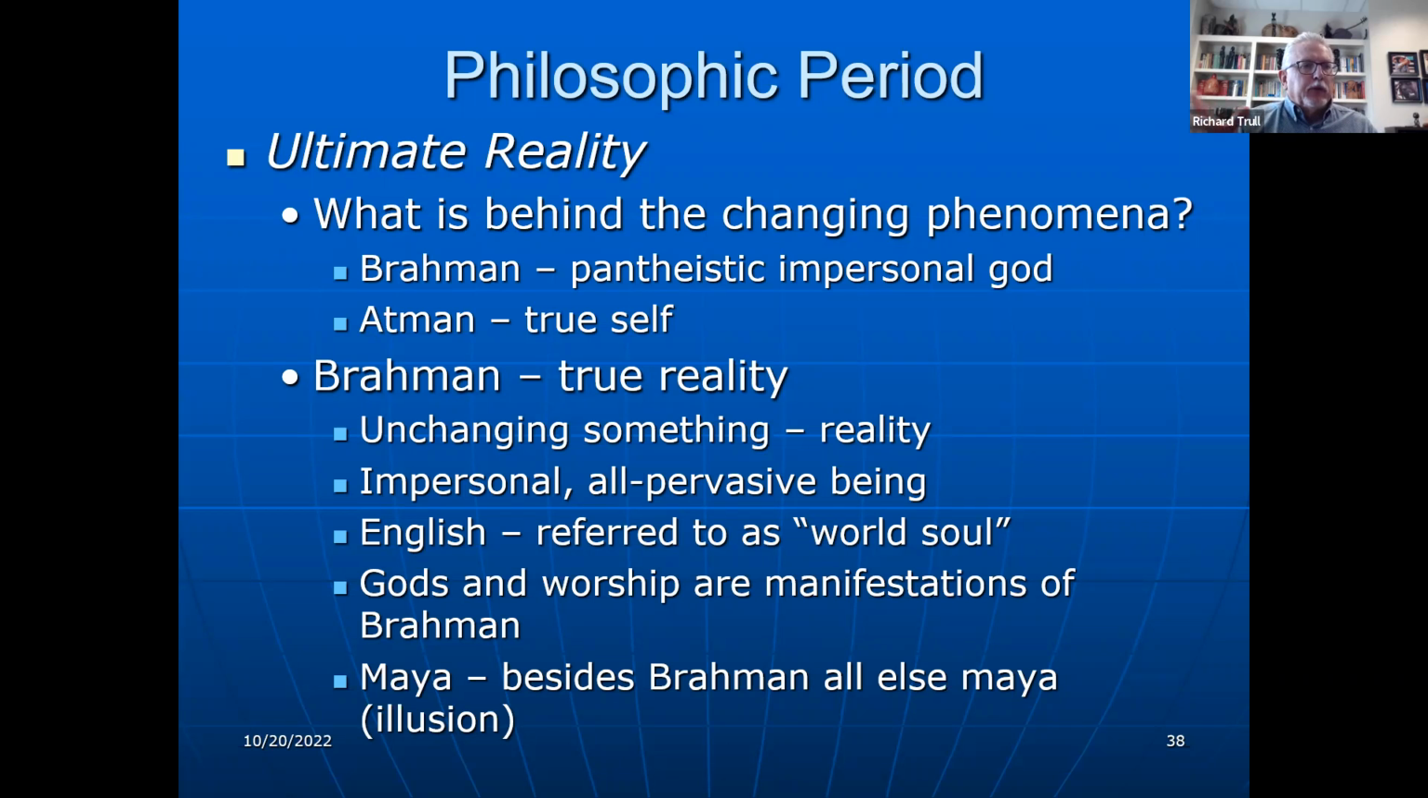It's just this pervasive impersonal power, and you could say being, but since it's impersonal, it probably shouldn't be called a being. In English, sometimes it's referred to as the world soul. Gods and worship are manifestations of Brahman. So the gods are not really real, they're just manifestations that point us to the ultimate reality, which is Brahman. Everything else is Maya. Besides Brahman and Atman, basically all else is Maya, or illusion. There's probably not an English word that best describes Maya. It just means that this world doesn't have a true reality in Hindu thinking. The only reality is Brahman and the Atman.